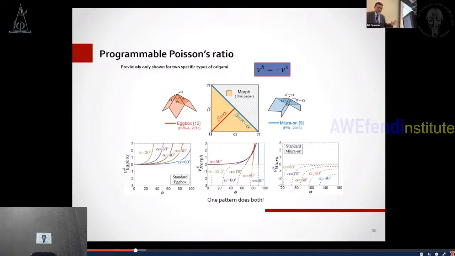And just to summarize this, in this design space we have the angles of the pattern, alpha and beta. If all of them are equal, then it's an egg box. If they are alpha and pi minus alpha, it's a Miura. In plane, we have seen that the egg box has positive Poisson ratio and the Miura has negative, but the morph, you can actually switch, okay?